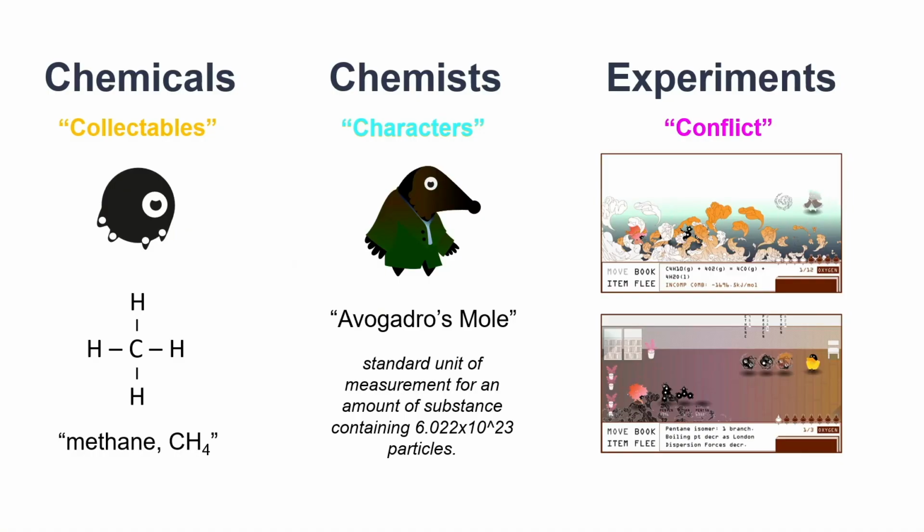Now, before you understand the rules of the game, you first need to understand the context, atom by atom. The three interactive objects in the game can be divided into chemicals, little sentient beings that represent the chemical compounds themselves, the chemists who personify important chemical concepts like the Avogadro's mole, and experiments, which introduce the player to a turn-based battle pitting quite literally chemicals and chemical reactions against each other.